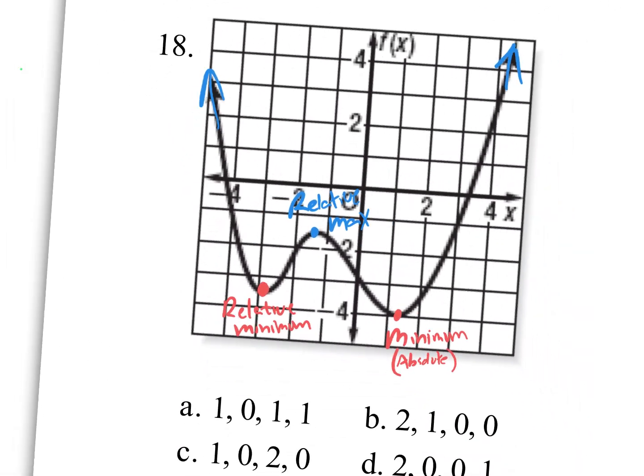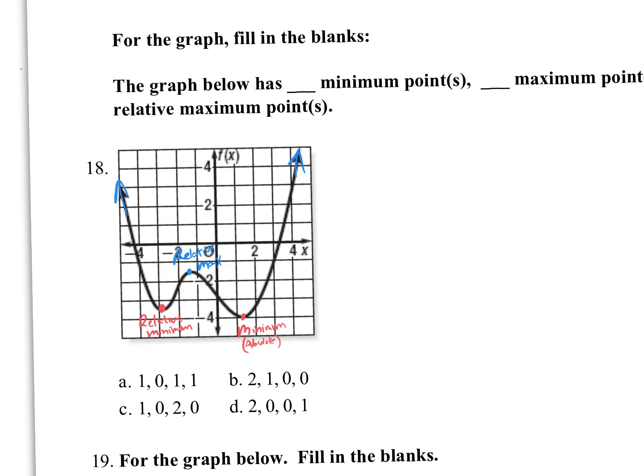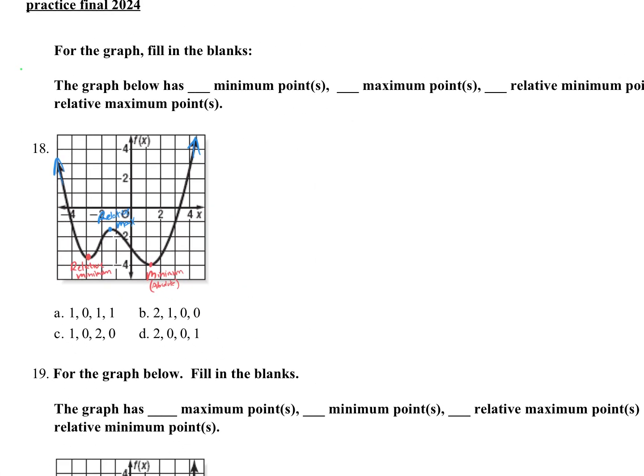Okay, so if you understand that, you'll be able to understand this complicated way of asking this. It says the graph below has blank minimum points. How many actual minimum points does it have? 1. So that'd be a 1. So far there's a 1, a 1. It can't be B or D just based off of that. No B, no D. Okay.